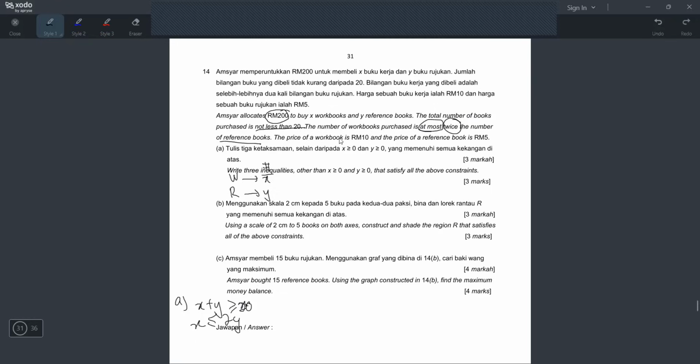Final one. The price of a workbook is 10 ringgit. So for one workbook it is 10 ringgit. But what if I have x? It means 10x. And then the price of a reference book is 5, so 5y. So this one, the heading here is price, right?